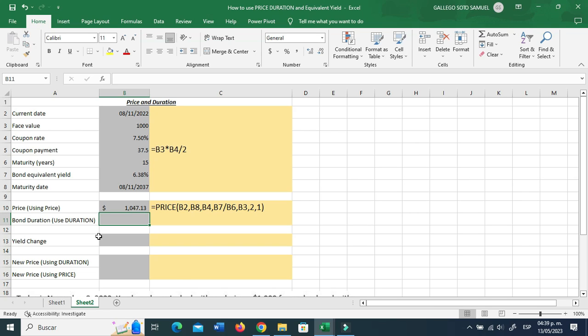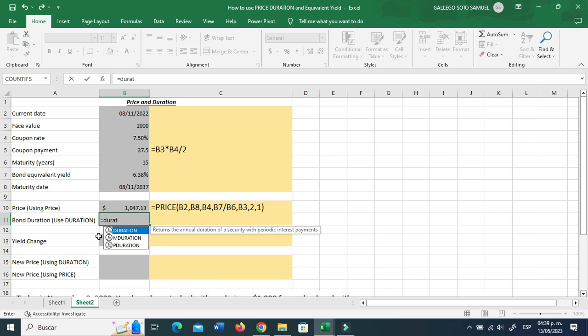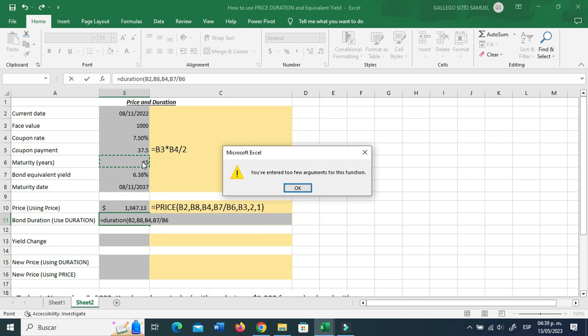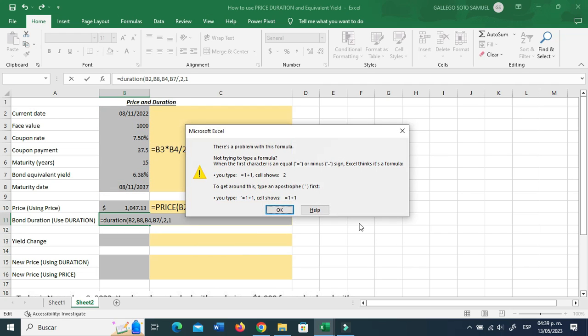Okay. All right. Now let's go for the duration. For the settlement date, it's going to be today, and the maturity is going to be the same. Now for the coupon rate, that's this one, and the yield is going to be, of course, this one divided by 15, right? Oh wait, I forgot. Okay, we're still missing a lot of values over here. The frequency is going to be 2, and the basis is going to be 1. What the heck?